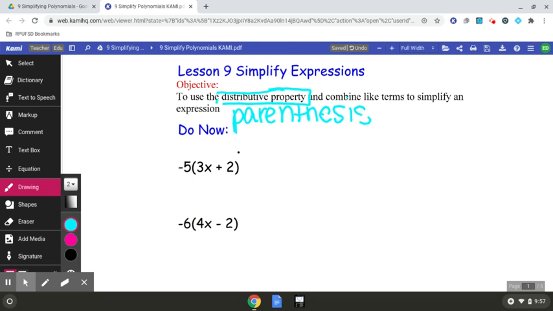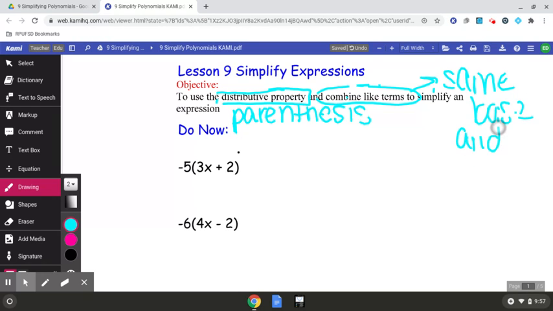Combining like terms is if you have the same base and exponent. Okay, so we're going to do both of these within one problem today. So for your do now, you can pause the video and try these. These are a review of the distributive property.